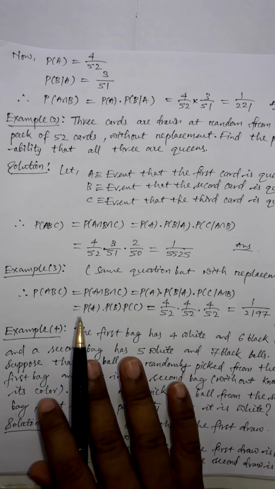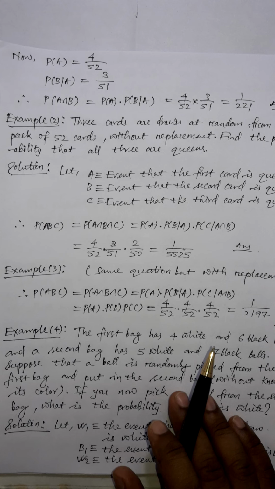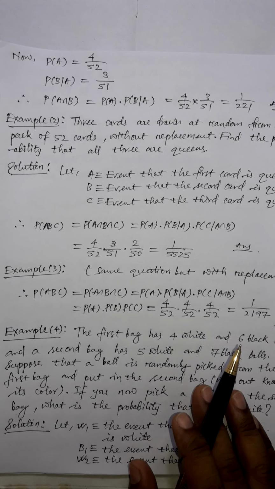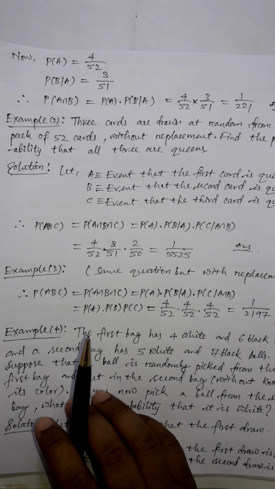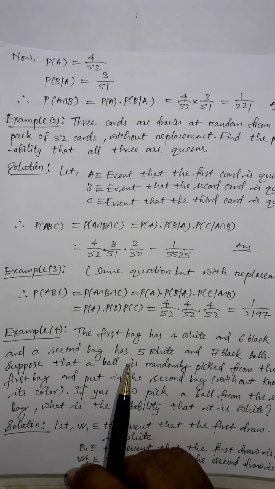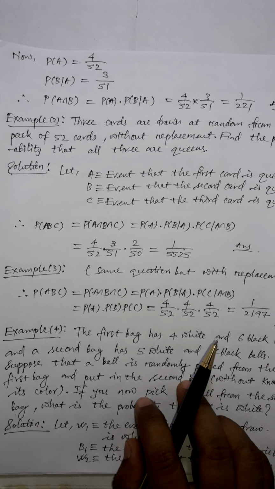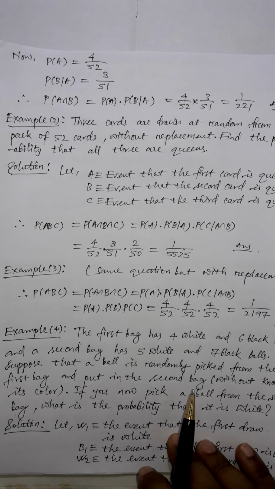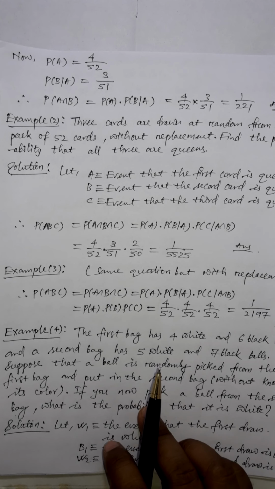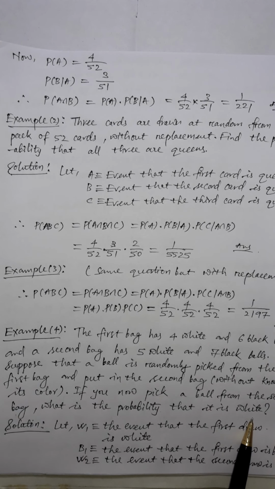Okay friends, bag 1 and bag 2, we have two bags. Bag 1 has some number of white and black balls and bag 2 also has some number of black and white balls. Now one ball from bag 1 is drawn randomly without knowing the color and it is put in the second bag. Now if we draw a ball from the second bag, the question is what is the probability that that particular ball will be a white ball. So here we have to find the probability of drawing a white ball from the second bag.